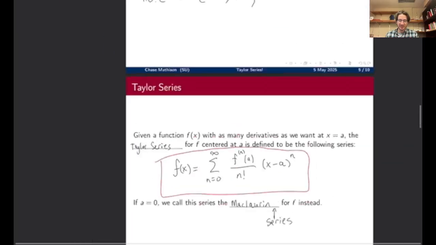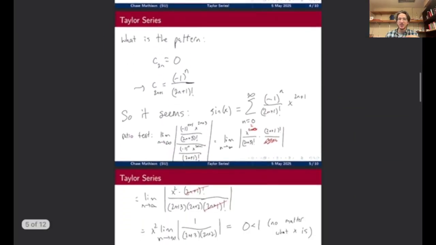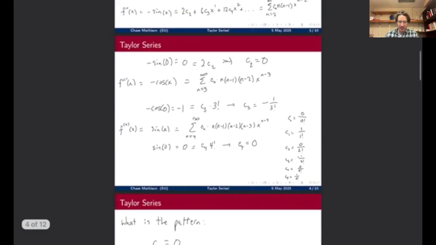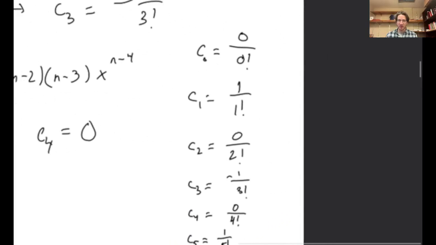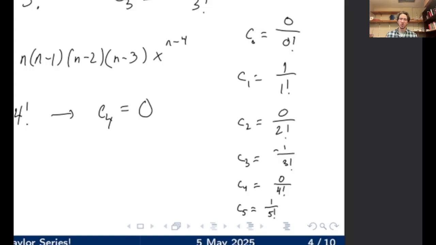So this is exactly what we did up here, right? We started taking derivatives of sine of x and plugging in the center and seeing what we got. And when you do that, you're either getting 1, 0, or negative 1, right? It goes 0, 1, 0, negative 1, 0, 1, 0, negative 1, which is exactly what we see coming up here. 0 over 0 factorial, 1 over 1 factorial, 0 over 2 factorial, minus 1 over 3 factorial, so on, so on, so on.